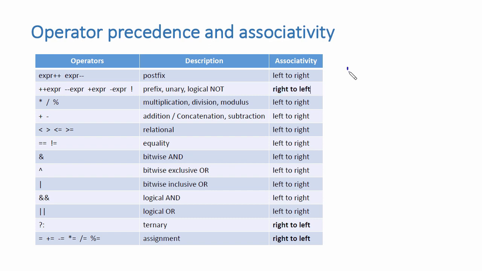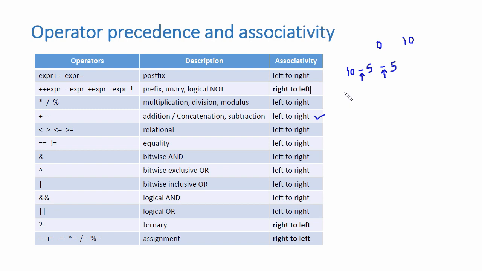Consider this simple equation: 10 minus 5 minus 5. What do you think? What will be the result? Will it be 0 or 10? Let's see. Now here we have minus operators and no other operators involved. So there is no question of precedence in this case. Now let us check the association of minus operator. It is from left to right.